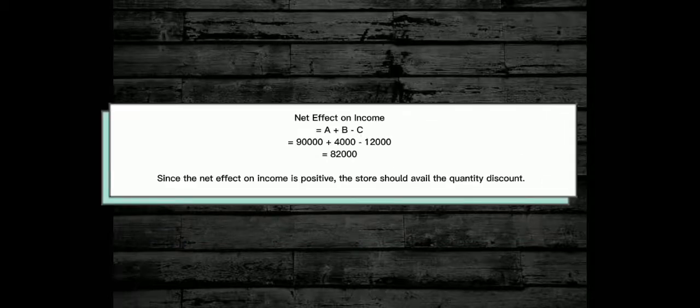So for the net effect on income, we add the saving from reduction in price and the saving from reduction in orders, and subtract the increase in holding cost which we had earlier. So it is equal to 90,000 plus 4,000 minus 12,000, which is equal to 82,000. Since the net effect on income is positive, the store should avail the quantity discount.